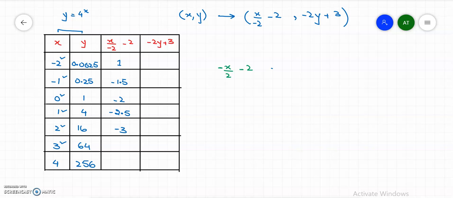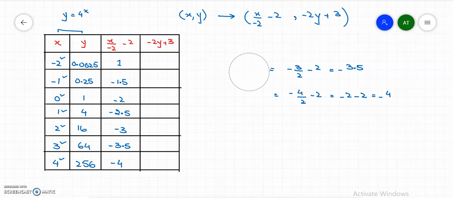Okay, when x is equal to 3, we have -3 divided by 2 and then -2. After solving, in terms of decimal, the answer is -3.5. The last x value is 4. So we have -4 divided by 2 and then -2, so it would be -2 minus 2, that is equal to -4. So we are done with the third column.